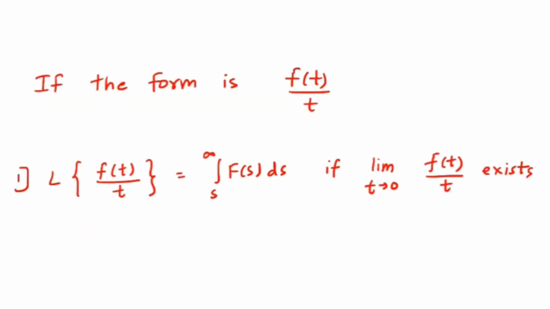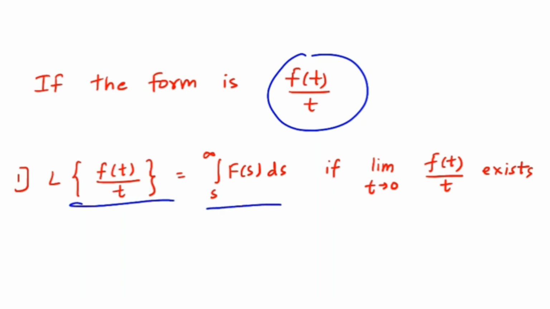In this video, we are going to see the form f of t upon t. If the given question is in the f of t upon t format, then the Laplace of that function is equal to integral s to infinity capital F of s ds, if limit t tends to 0 of f of t upon t exists. So first you have to check whether the limit exists or not. If it does not exist, then you will not get the answer, but if it exists, then you can say that the answer is this integral s to infinity capital F of s ds.